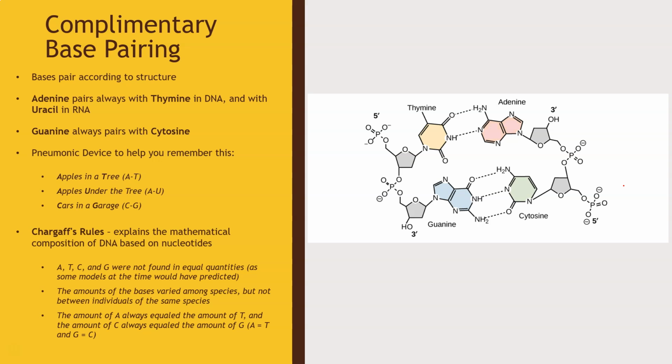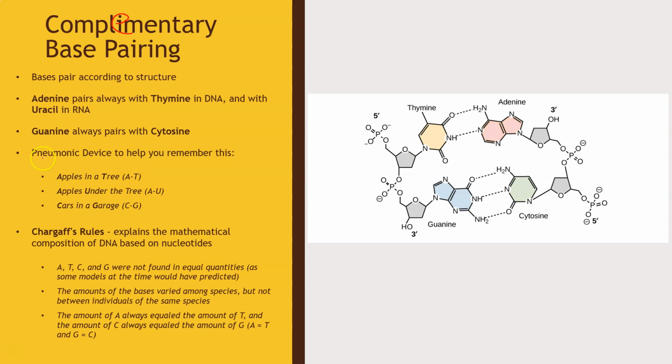So the bases that we just looked at pair up in what we call complementary base pairing. And that's misspelled. That should be an E. Sorry, folks. Bases pair according to their structure. Adenine always pairs with thymine in DNA, and with uracil in RNA. And guanine always pairs with cytosine regardless of the structure, be it DNA or RNA.